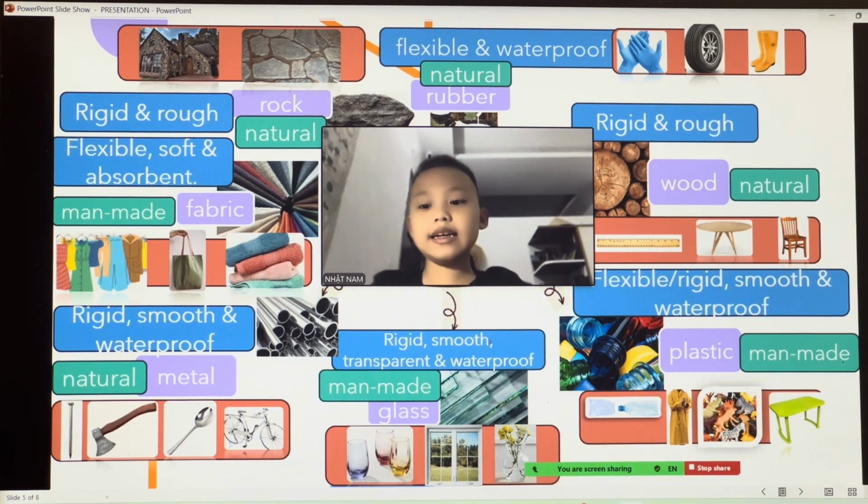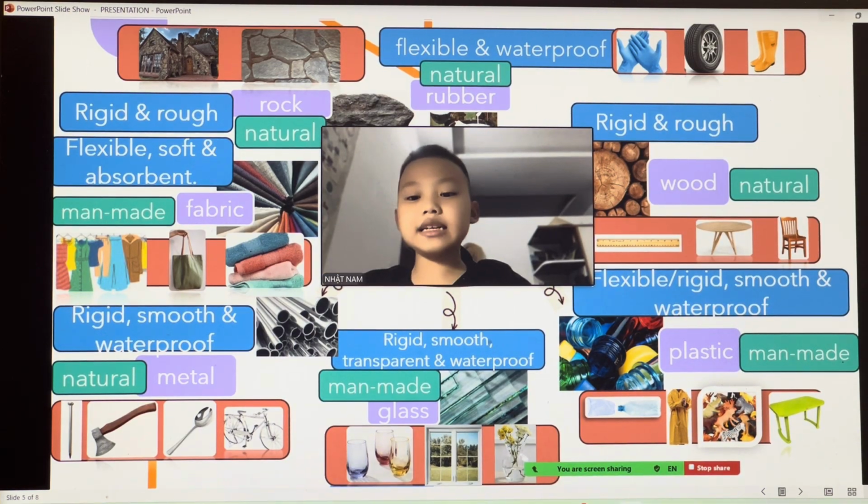The fourth material is metal. Metal is a natural material because metal comes from the ground. Metal is rigid, smooth, and waterproof. There are many things made of metal, for example, the nail, the axe, the spoon, and the bag.